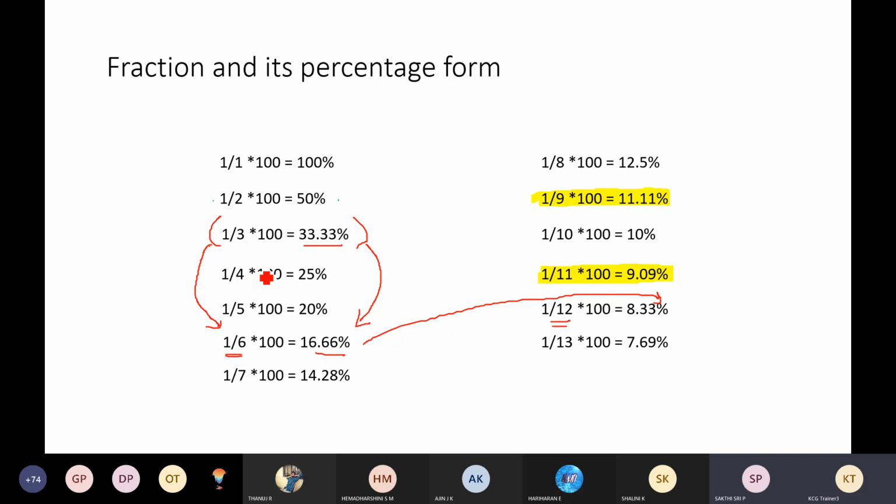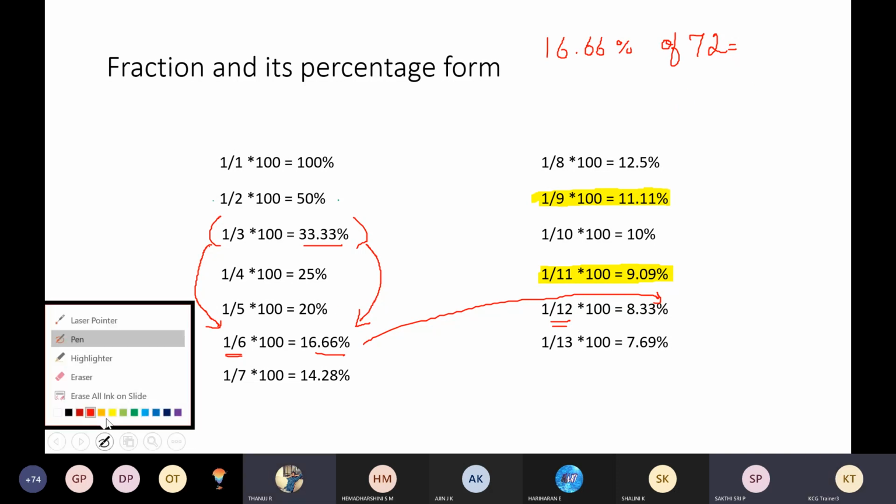Now I'm going to ask you guys a few questions from this concept. For example, if my question is, what is 16.66 percentage of 72? What's my answer then? Very good, superb, Harivardhini. Listen carefully, guys. See, 16.66. Do we see?